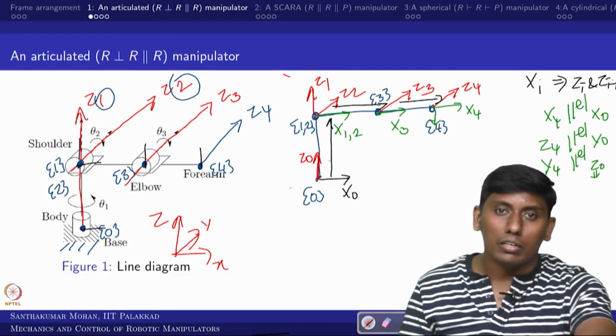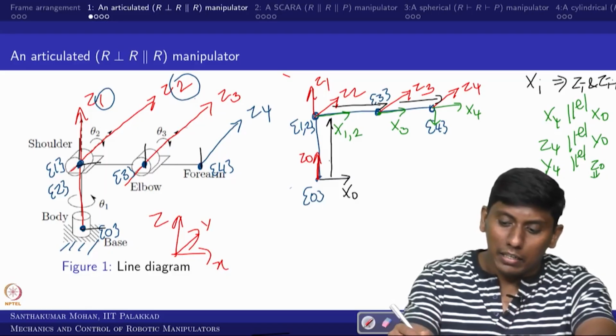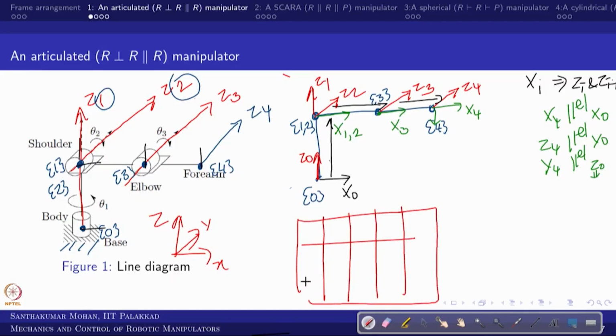Now we will try to draw a simple DH parameter table. I am just drawing it, trying to give it in tabular form. So how many will come?